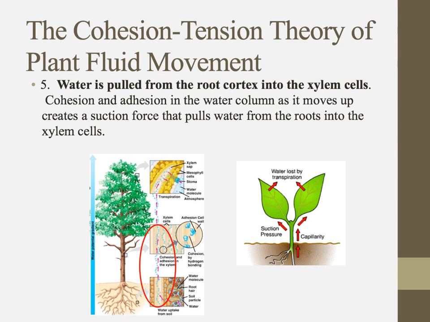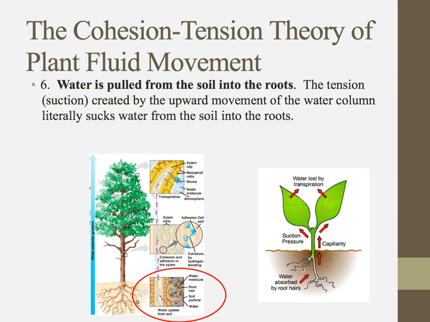Okay, so we know how water exits through the leaf, evaporation from the stomata. We know how it travels up the xylem as a water column. But remember, it all comes from the roots. So in the root cells, we have water. It's called the root cortex. And that tension that we've established in our water column is going to pull the water out of the roots and into the xylem. So it all sticks together.